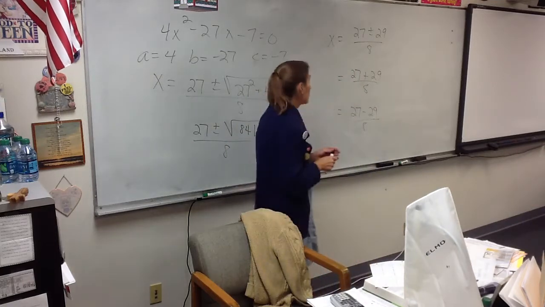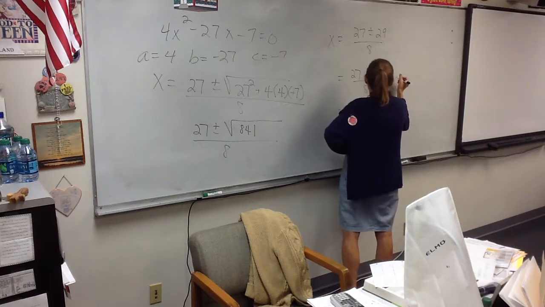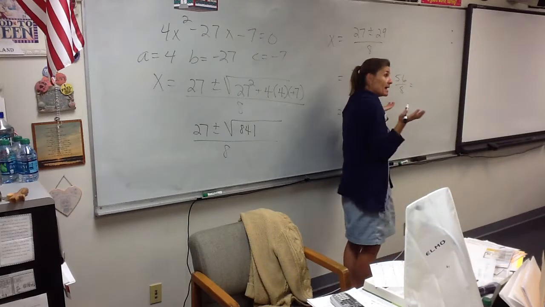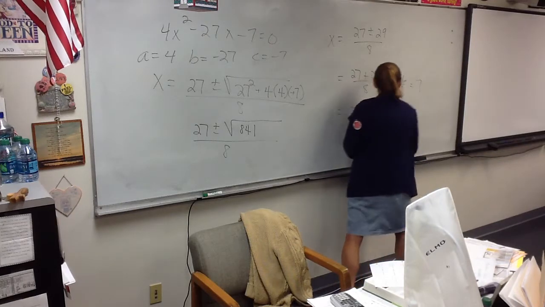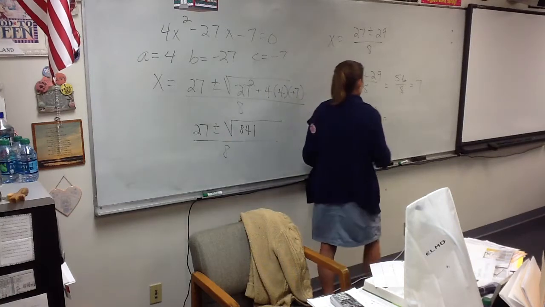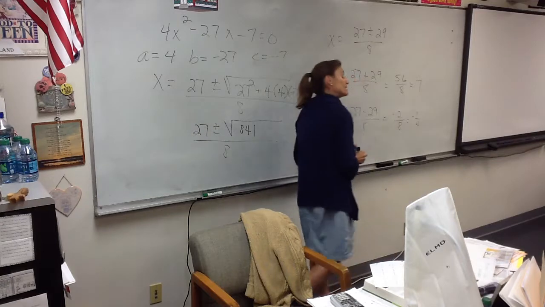All right, what's 27 plus 29? That is 56. And 56 divided by 8 is 7. What's 27 minus 29? Negative 2. Negative 2 over 8 is negative 1/4. Exactly.